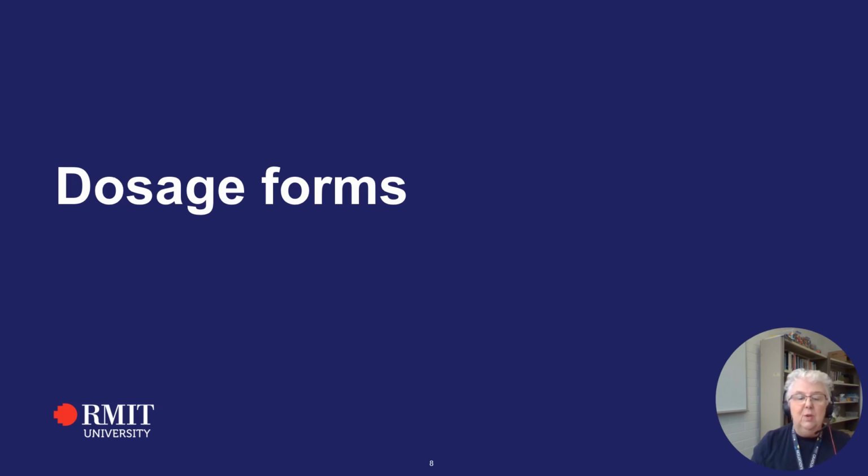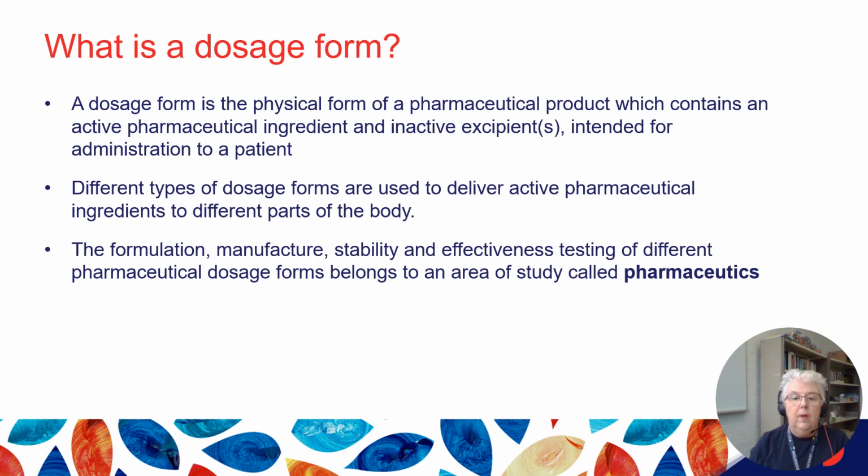So the next thing I'm going to talk about is dosage forms. So what's a dosage form? A dosage form is the physical form of a pharmaceutical product, and that contains the active pharmaceutical ingredient or the active ingredient and inactive excipients, and that's given to the patient. The way I sort of think about it is that a dosage form is a gift. The active ingredient is the gift, and we package it round with all the inactive ingredients. So different types of dosage forms are used to deliver active pharmaceutical ingredients to different parts of the body.